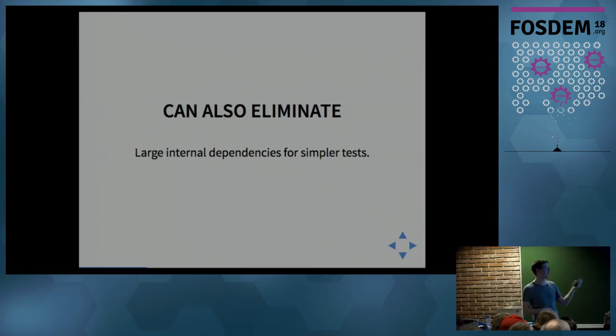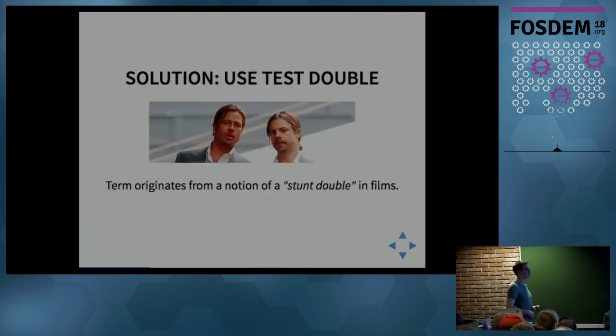So the solution to this is to use a test double, and that kind of comes from the notion of a stunt double in films. And I'm surprised he actually managed to get away with being the stunt double of Brad Pitt.